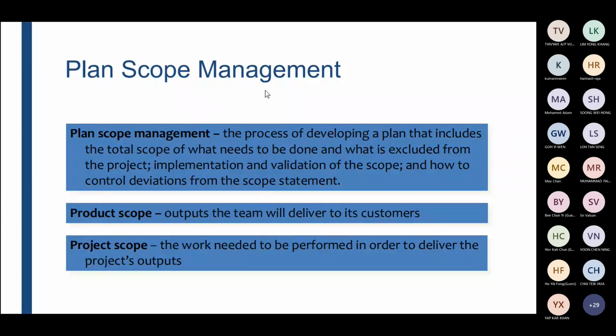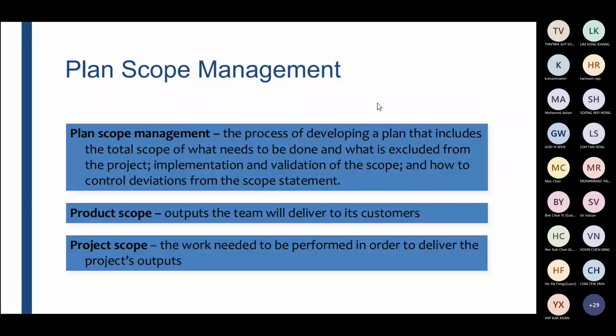What is plan scope management? The process of developing a plan that includes the total scope of what needs to be done and what is excluded from the project. So sometimes the exclusions, we include as an assumption or exclusion, so that the marker or your project supervisor will not question you. He fully understands the scope of your project, the implementation and validation of the scope, and how to control deviation from the scope management. So scope is very important and all of you need to plan your scope.